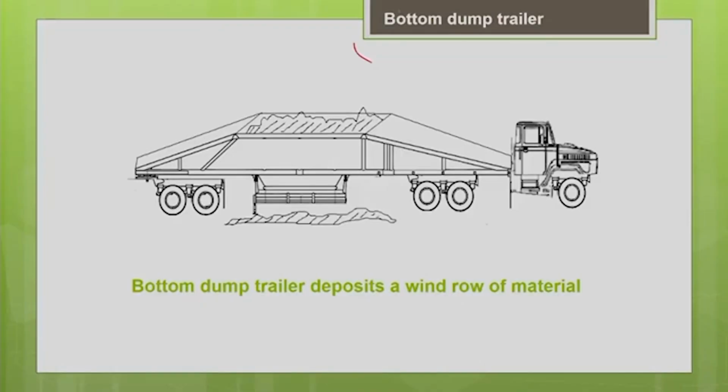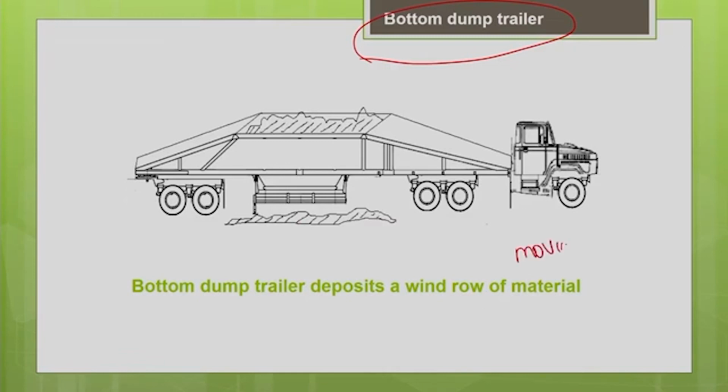So, the next is about the bottom dump trailers. Here you can see that dumping will be from the bottom opening. So, you have a facility to unload the material through the bottom opening. When compared to rear dumping, this bottom dumping takes relatively lesser time. This is because we go for these bottom dump trailers when you have to dump the material over a large area. You have to dump it as well as spread it.